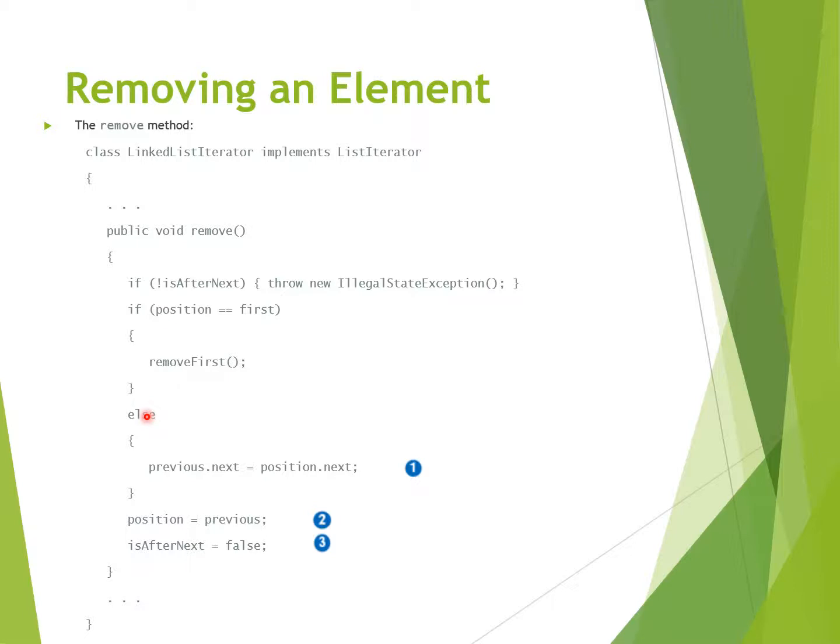Otherwise, we need to update the previous node's next reference, and it should be set equal to the current position's next reference. This way we remove the node that position refers to. Then after that, you need to update the position reference, because position refers to a removed node, so it should refer to the previous node. And you have to set isAfterNext equal to false, which means that you're not allowing a second remove method call without calling the next method.